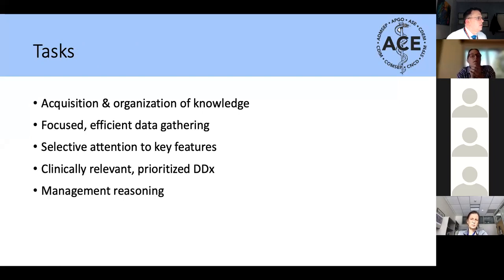Framed another way, these are some of the learning tasks for students as they come into clerkships. They need to learn a lot of new things, but they also need to organize their knowledge in a way that is relevant to clinical reasoning, that facilitates retrieval of information in the service of generating a differential or interpreting information to know what to do next. Again, a lot of emphasis on focus and efficiency. Students need to learn how to pay selective attention to key features, and they need to be able to put together a differential that's clinically relevant and prioritized and meaningful to the teams that are relying on them for secondhand reasoning.